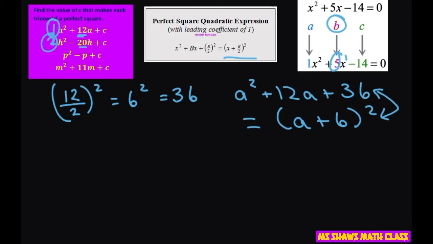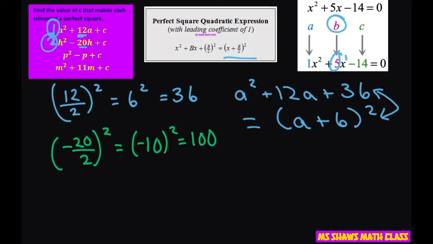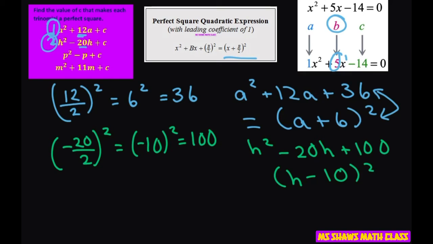All right, let's do the second one. So you take your negative 20, and recall that when you take the negative, it's going to square out. So this is going to be negative 10 squared equals 100. So now I can write this as h squared minus 20h plus 100. Which can be written as h minus, take half of 20, 10 squared. These are equivalent.